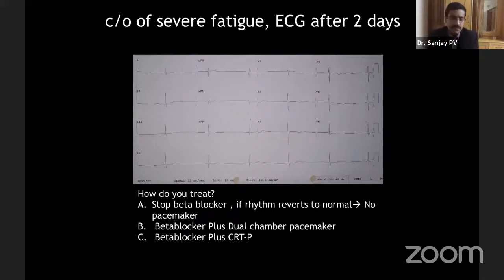dysfunction, studies have shown that the pacing itself, because you're pacing the right ventricular muscle, the myocardium, the dyssynchronous contraction, the LBBB which you're going to induce in that patient, can aggravate the LV dysfunction. So guidelines say that you are justified in putting a CRTP.